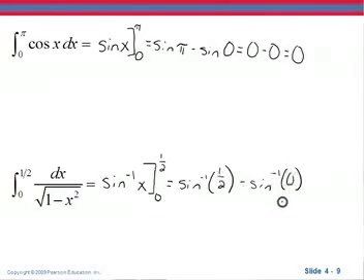The inverse sine of 1/2 means what angle between negative pi over 2 and pi over 2 has a sine of 1/2, and that would be pi over 6. Inverse sine of 0 means what angle between negative pi over 2 and pi over 2 has a sine of 0, and that would be 0. So pi over 6 minus 0 is pi over 6.